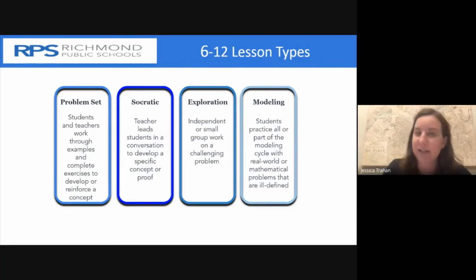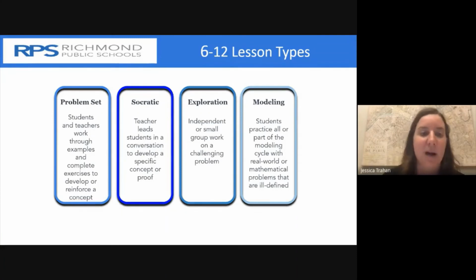Now, just as you heard Ginger discuss with ELA, we want students to become fluent in mathematics. So with these Socratic lessons, you might think, Socratic in math, why are we doing that? But we want students to delve into conversation. We want them to become fluent in having conversations around mathematics. We also have exploration lessons. These could be independent or small group work, but it really dives into a challenging problem. We want to start the lesson and let students have an inquiry-based dive into how to solve these problems.